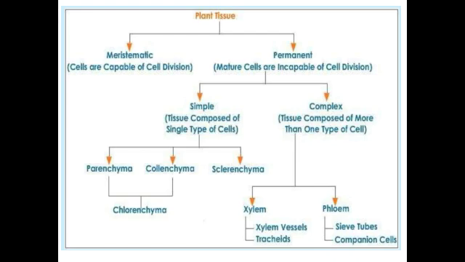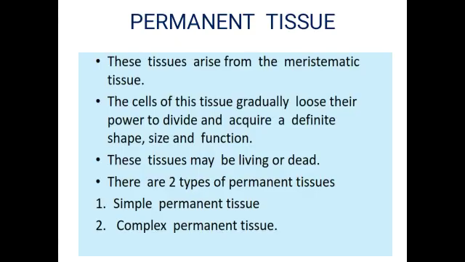Today we are going to look in depth at the simple permanent tissues, which consist of parenchyma, collenchyma, sclerenchyma, and epidermis, which is not included in this mind map. I'll tell you about that later. So what do we mean by permanent tissue?